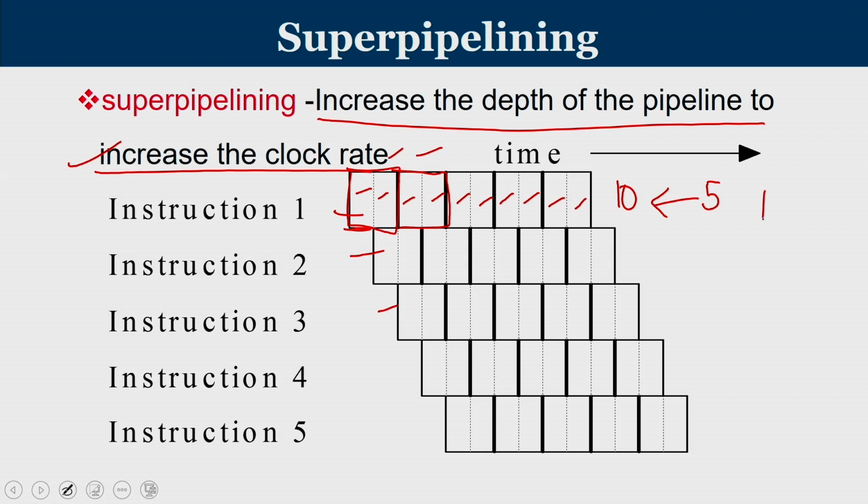For example, let us say our initial pipeline was working with a 1 nanosecond clock. Now, if you work with a 0.5 nanosecond clock, then instruction fetch happens every 0.5 nanosecond, and every 0.5 nanosecond one more instruction is getting over. This is called increasing the depth of the pipeline.